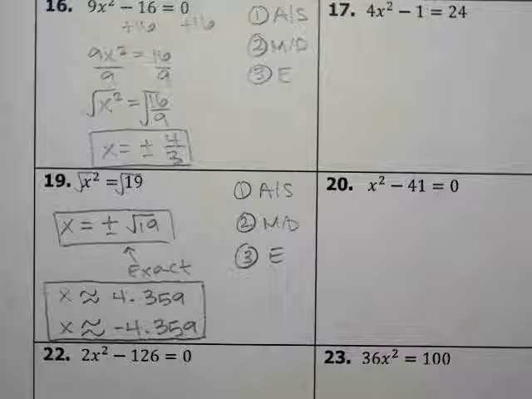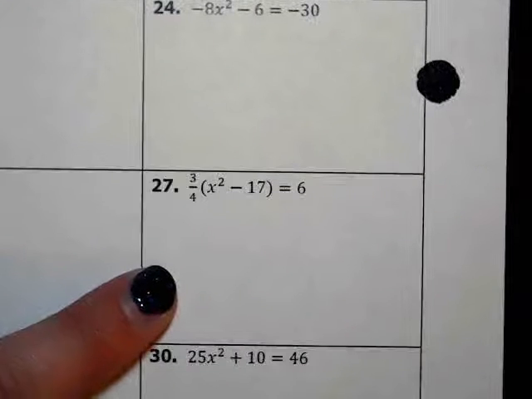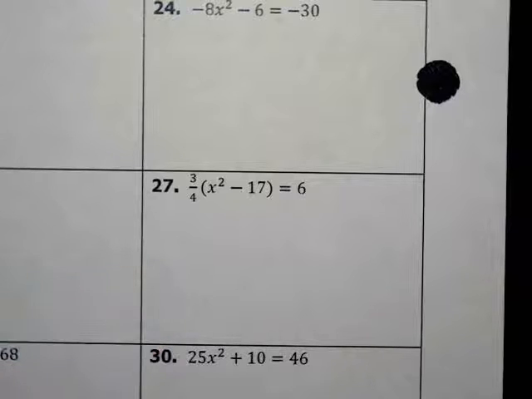Okay, all right, I need to look at the sheet. I need you to tell me which one you guys want to do next. 27. Let's do 27. That's a good one to do because it looks tricky. Let's do 27.